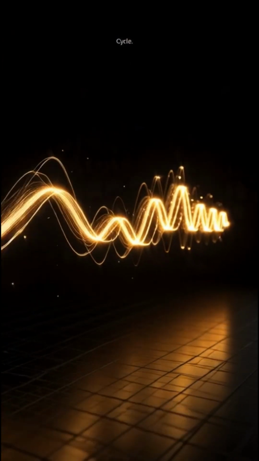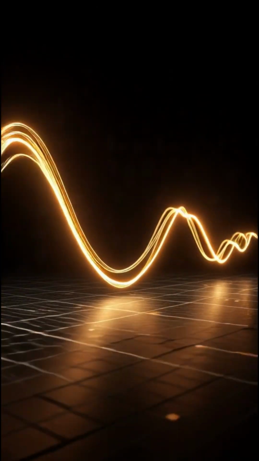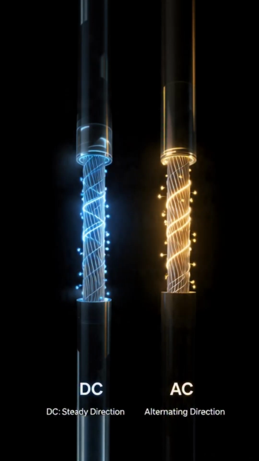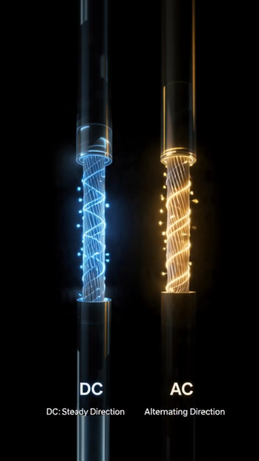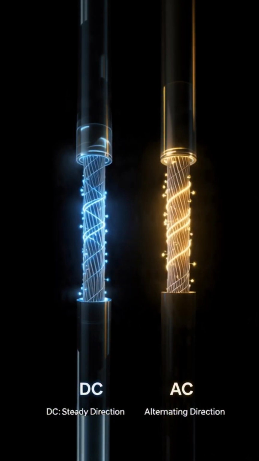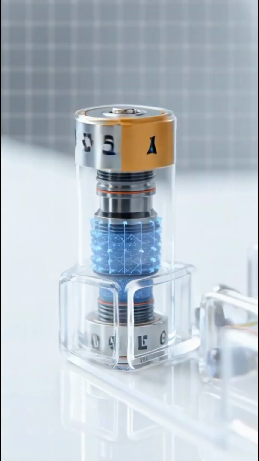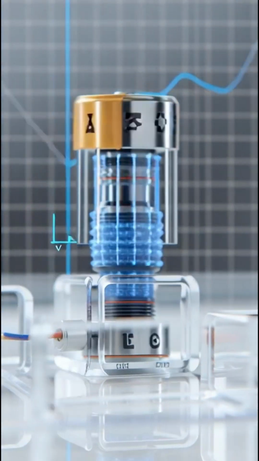DC in action. Take a standard AA LR6 battery. It supplies about 1.5 volts. Imagine connecting it to a small DC motor like the kind inside a toy car. As soon as the battery completes the circuit, current flows in one consistent direction and the motor begins to spin. If we plotted voltage on a graph, voltage on the vertical axis, and time on the horizontal axis, we'd see a flat line. The voltage remains constant.